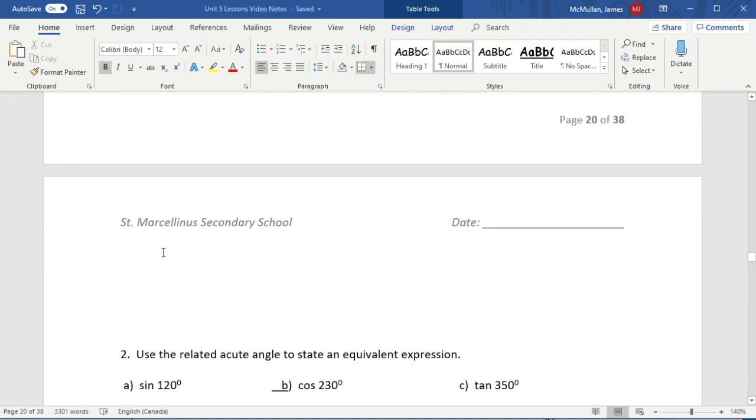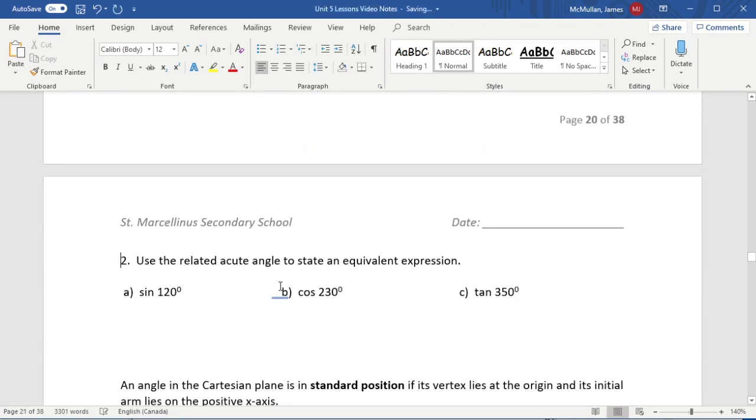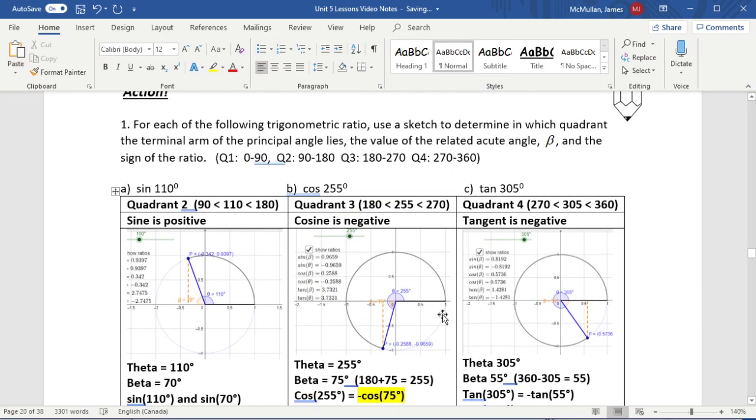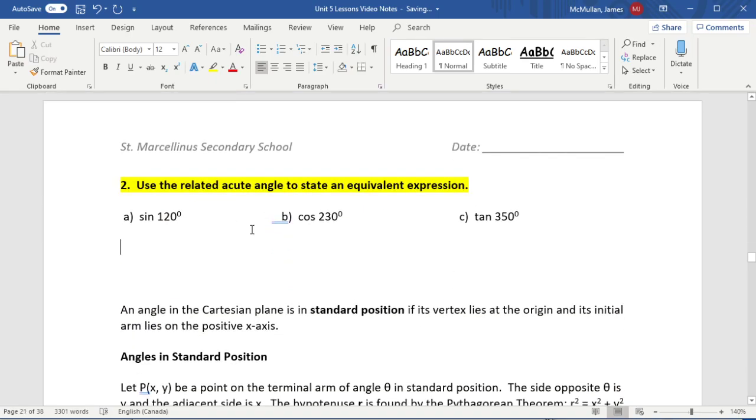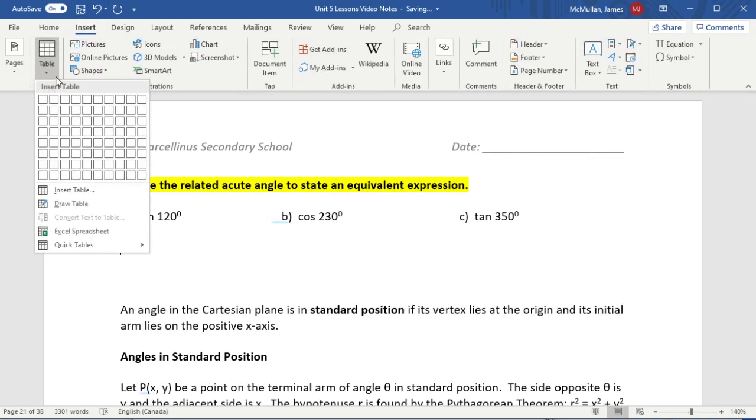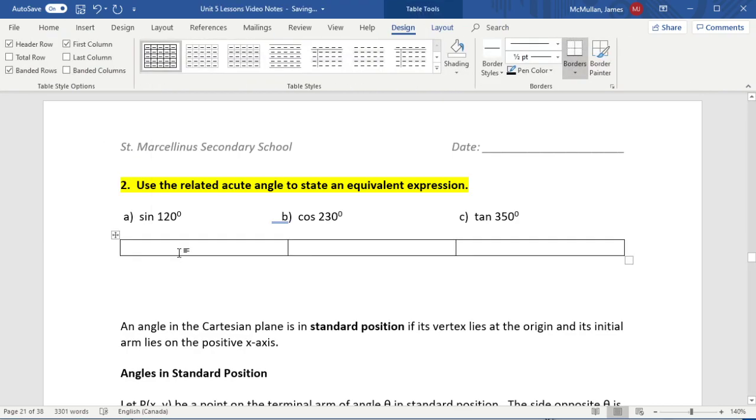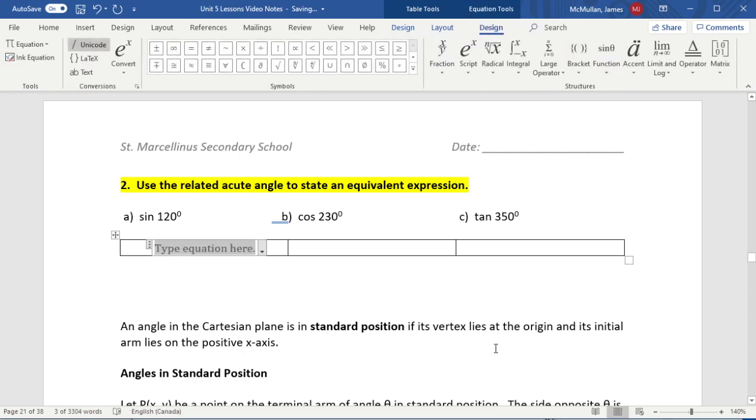Okay? Now it says, use the related acute angle to state an equivalent expression. Really important task, right? It's something that if you continue on in functions, it gives a lot of people trouble in grade 12, but it isn't super difficult if you can just remember where all these things come from. Let's not use the circle this time and state an equivalent expression. So sine 120, right? Let's just write out all the steps.